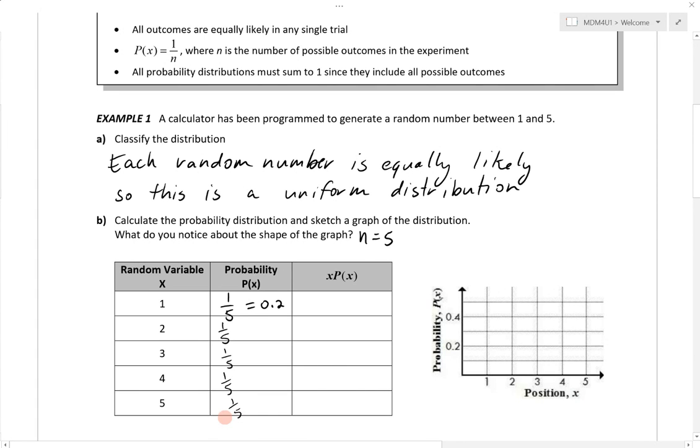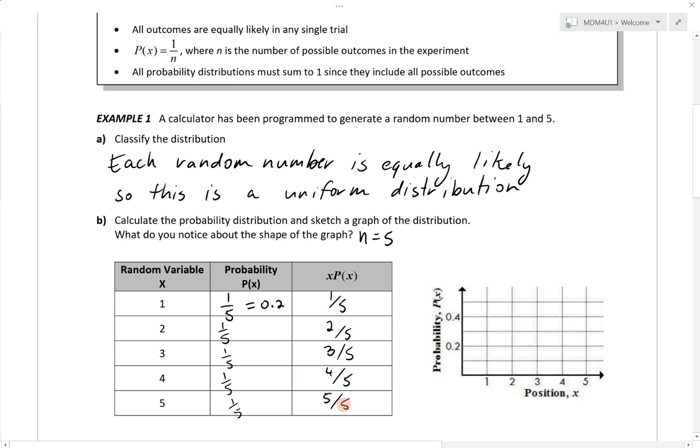Okay. Now we're going to be doing expected value calculations as well. So it's also a good idea to find out x times the probability. So let's do that. We'll just take the number in the first column and multiply it by the number in the second column. So 1 times 1 over 5 is just 1 over 5. 2 times 1 over 5 is 2 over 5. Then we have 3 over 5, 4 over 5, and 5 over 5.